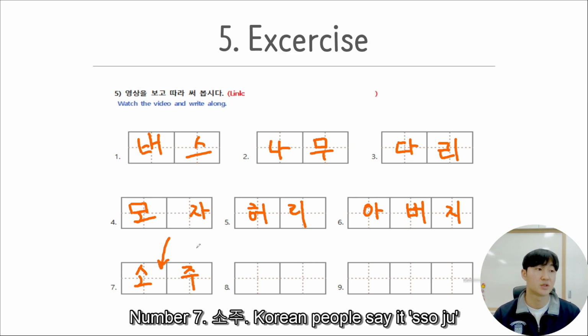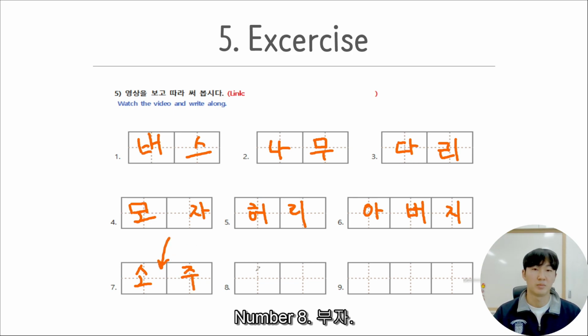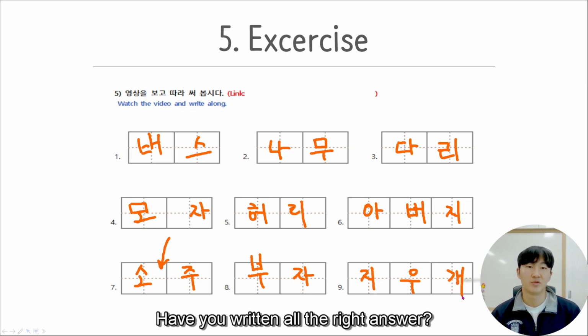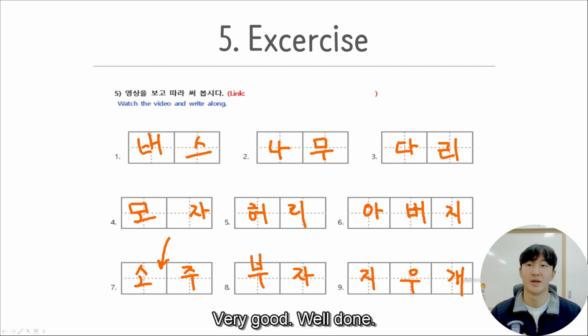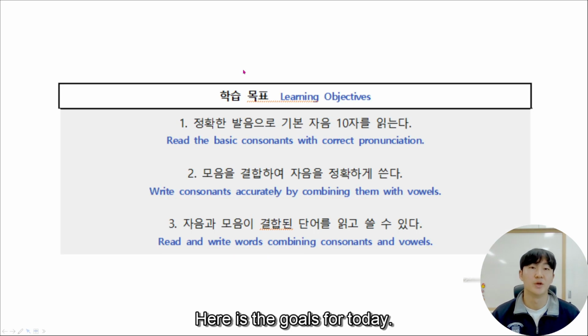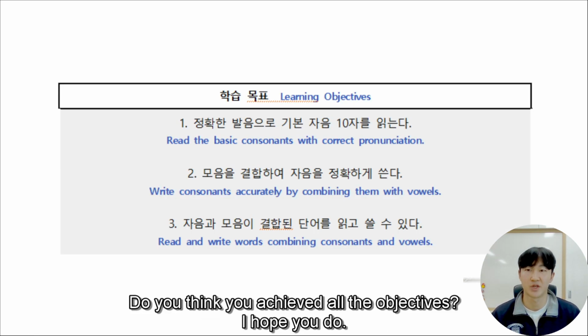Korean people say 소주. Number 8, 부자. Number 9, 지우개. Have you written all the right answers? Very good, well done. Today's lesson is over. We have learned the 10 basic consonants. Here is the goal for today. Do you think you achieved all the objectives?